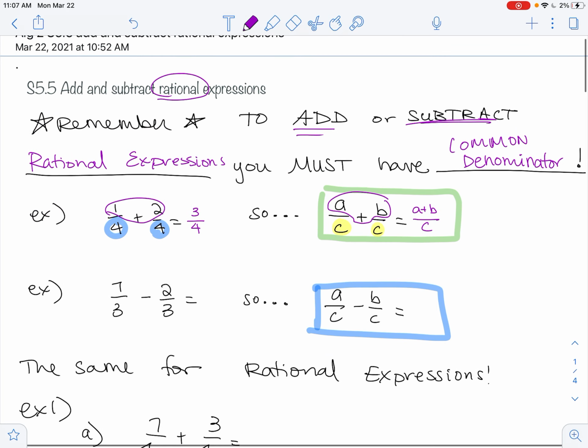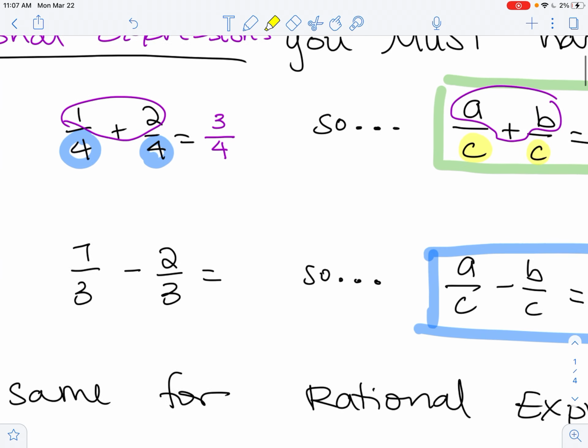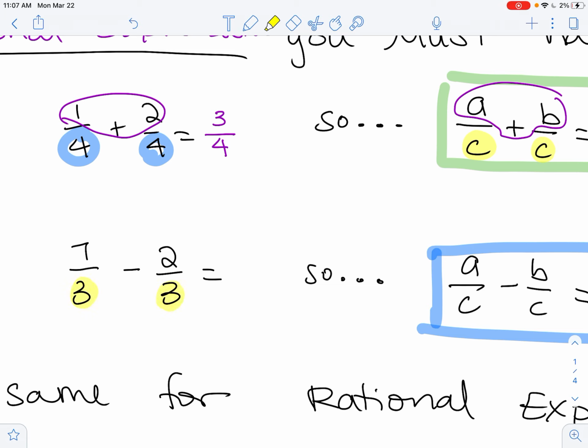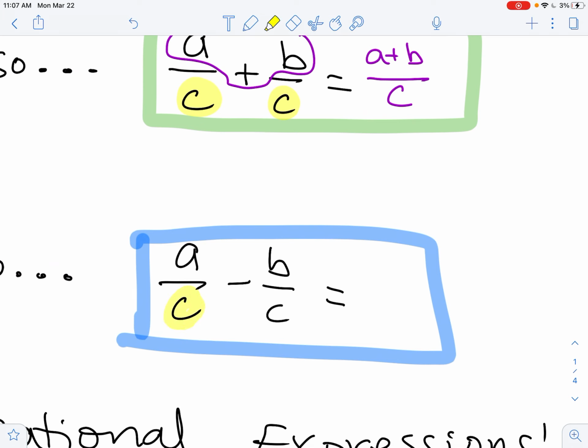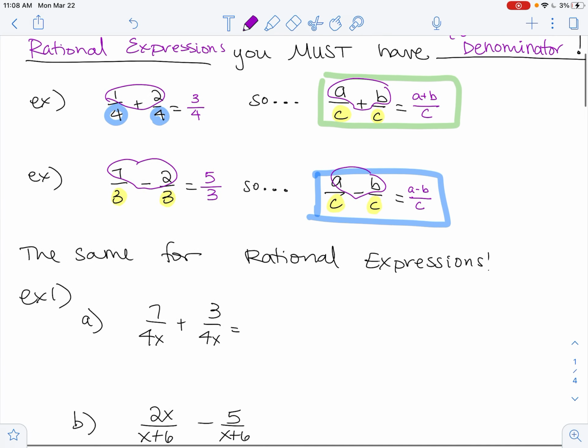Okay? Same thing with subtracting. We're going to check those denominators. So 3 and 3 on the bottom, which means we keep the 3 on the bottom. And then we're going to subtract across the top. 7 minus 2 is 5. Same thing here. If we don't know, before we subtract them, we have to make sure we have a common denominator, which we do. We keep the C in the denominator, and then we subtract across the top. Okay, so hopefully that looks familiar.